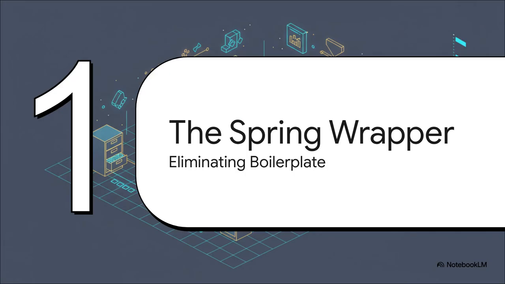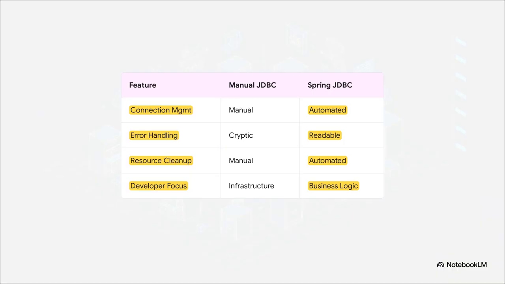Okay, so we've seen the raw power and, let's be honest, the pain of manual JDBC. That brings us to section 3, the Spring wrapper. This is the evolution. This is the solution designed specifically to kill that boilerplate burden using a tool called JdbcTemplate. And this table just lays it all out perfectly. Connection management? With manual JDBC, you're writing those messy try-catch-finally blocks yourself. With Spring, it's all automated.